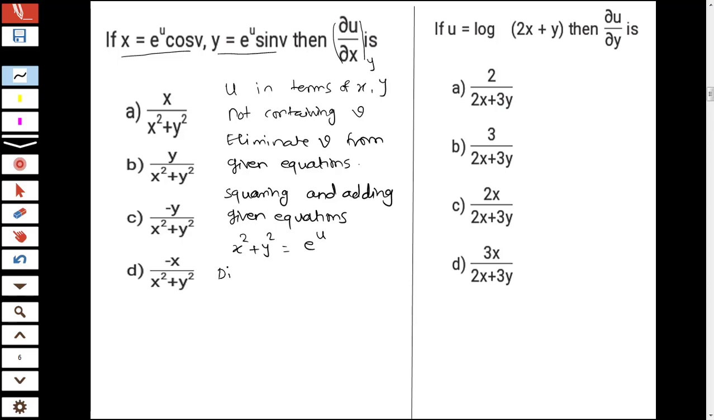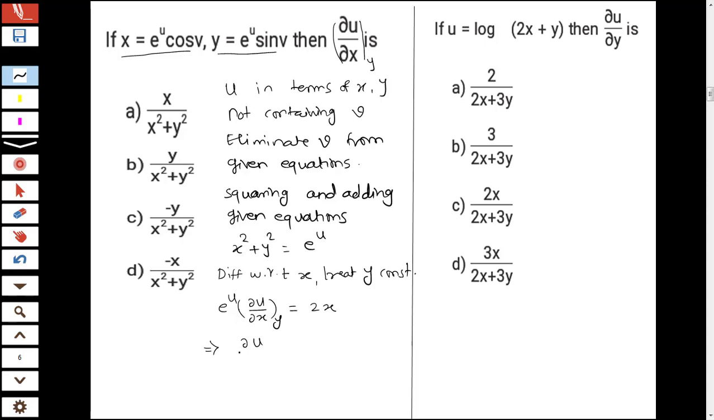Now differentiate this. We have that u term. It is not exactly u, but it is a u term in terms of x and y. You can take the derivative of this, differentiate with respect to x and treat y constant. So what we will have? Derivative of e raised to u will be e raised to u into dabba u by dabba x, treating y constant, is equal to the derivative of x square plus y square, which will be 2x.